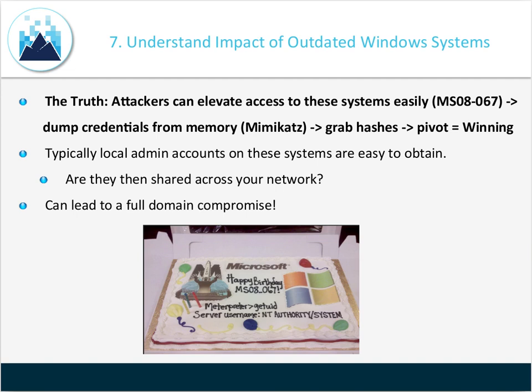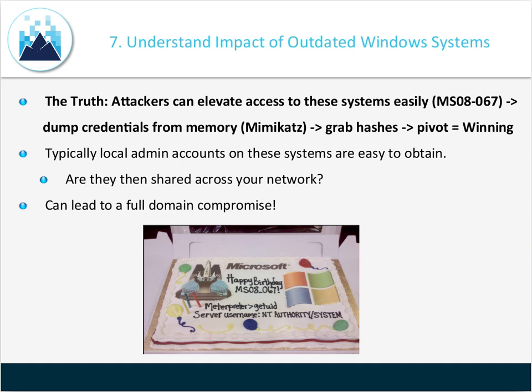Also, understanding the impact of outdated Windows systems. A lot of times you have that Windows XP box over there for running that one tool or whatever it might be, for backwards compatibility, but understand the risk that exposes. I mean, these operating systems have birthday cakes made at hacker conferences, right? And there's a reason for that, because if they're on your domain, you can easily get onto the box. MS08-067, for example, potentially depending on the version of the operating system.